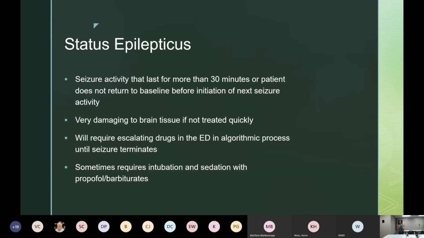It's very damaging to the brain just because of the reasons we've already talked about, that the metabolic demand is so high, these brains will become hypoxic from that and just get damaged very quickly.